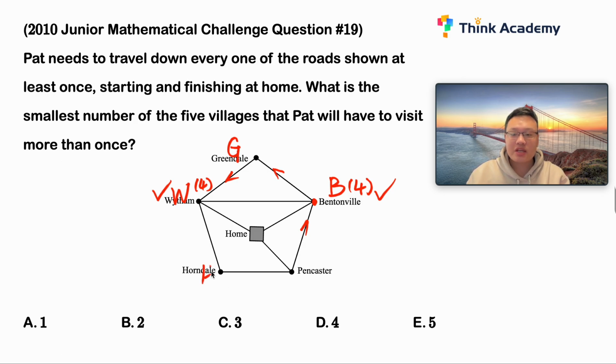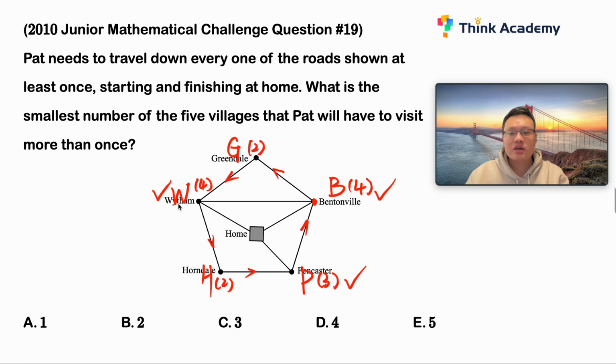So for this place H, only 2 of the roads lead to H. So you can come into that and then leave it. So you won't travel this place by more than one time, it's just one time, and that's it. But for this place P, you're going to have 3 roads lead to that, and that is more than 2 roads, right? So you have to travel this place by more than one time. As for G, it's also 2, so we won't take that.